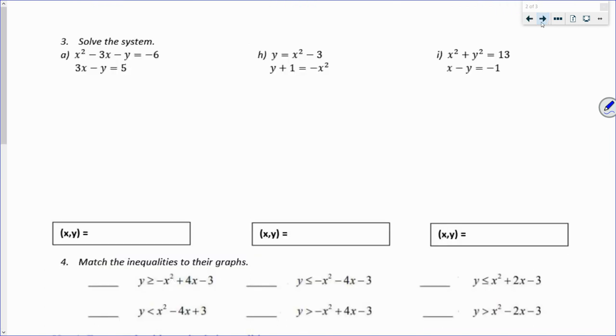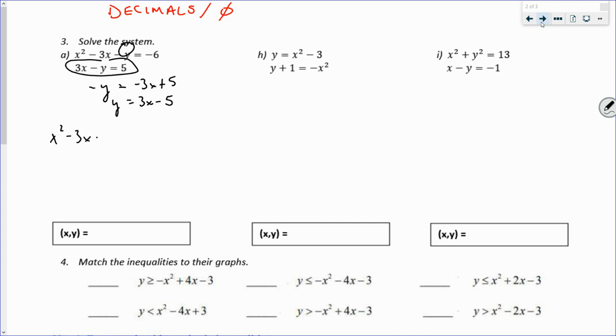Solving the system. Now all of a sudden, for the rest of this test, decimals and those solutions are in play depending on how it falls out. So what I'm going to do is rewrite this one. Negative y equals negative 3x plus 5. Divide everything by negative 1 and get y equals 3x minus 5. Then I'm going to sub it in right here. So x squared minus 3x minus 3x minus 5 equals negative 6.